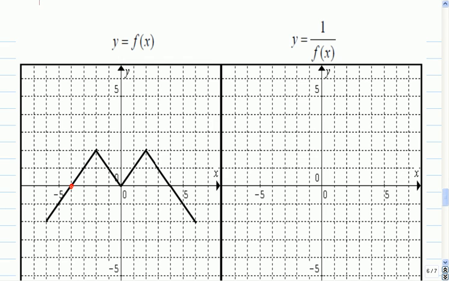This one actually has 3 asymptotes. So you'll be at -4, 0, and +4. Then invariant points, there's quite a few. There's 6 of them here.